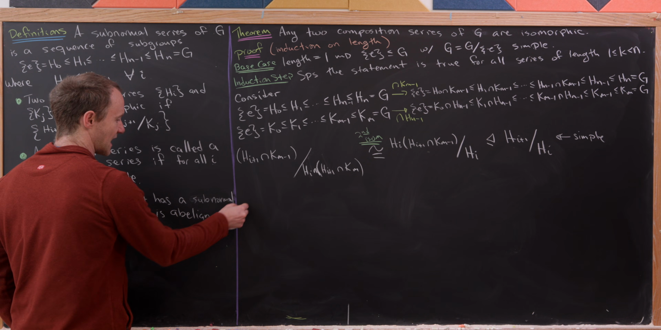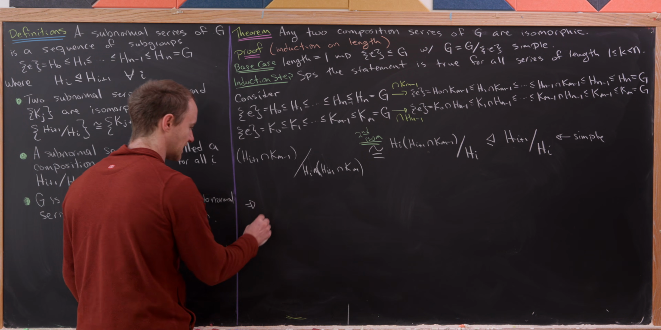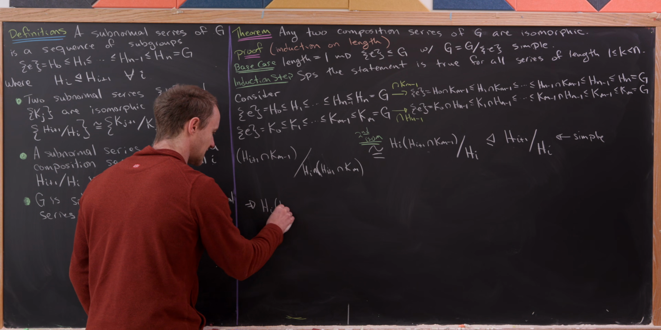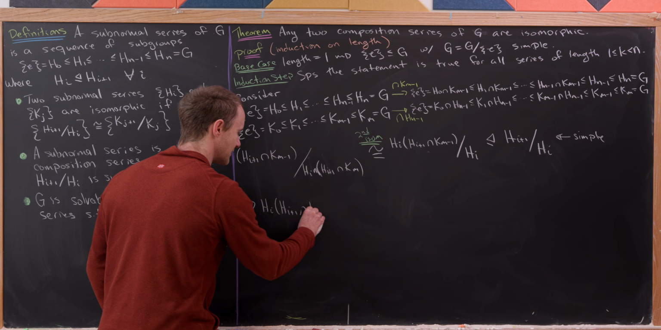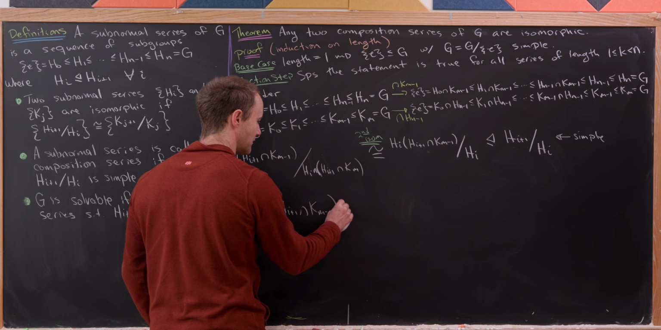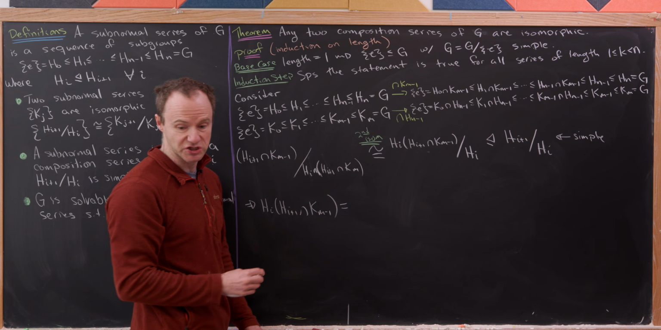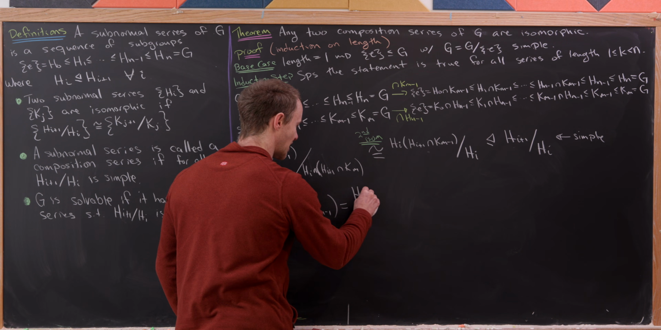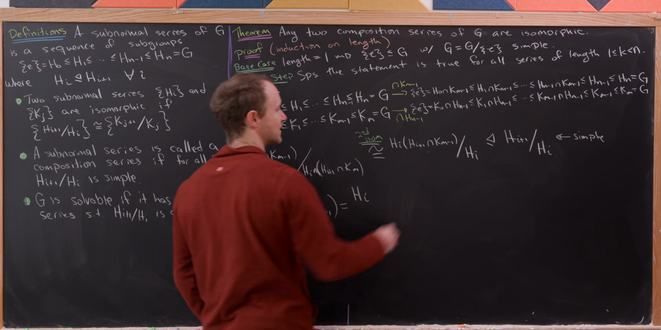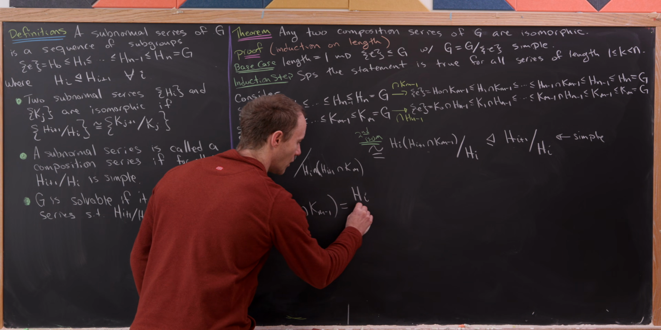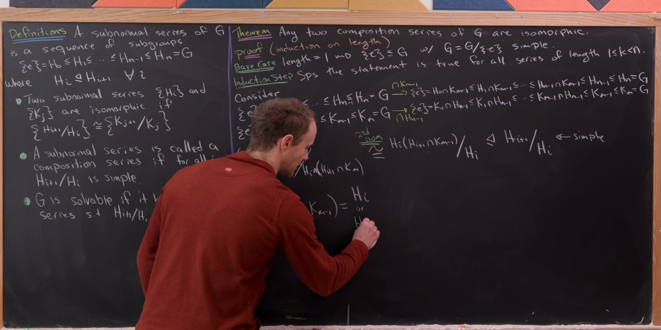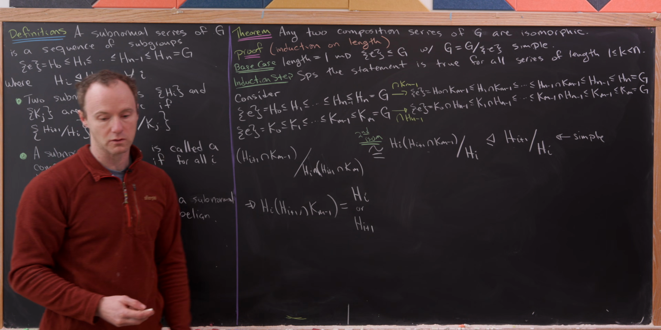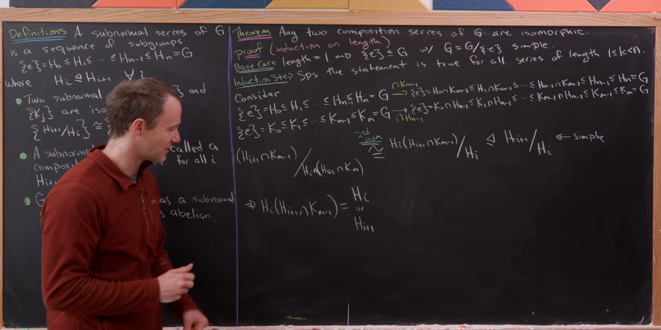So let's write that out. So what do we get out of that? So like I said, we've got this Hi times Hi+1 intersected with Km-1 is equal to Hi. So that's the case when this is really the trivial subgroup, or Hi+1. So that's the case when it's the whole group. Okay, so now let's talk about this.